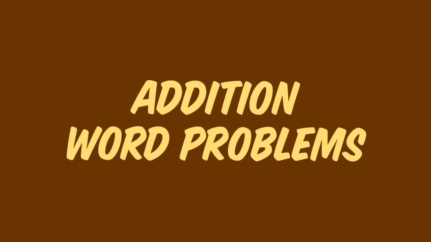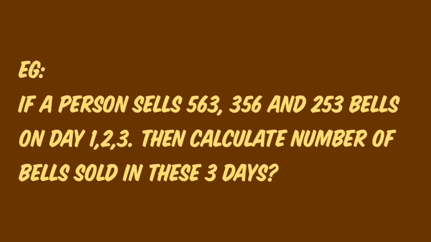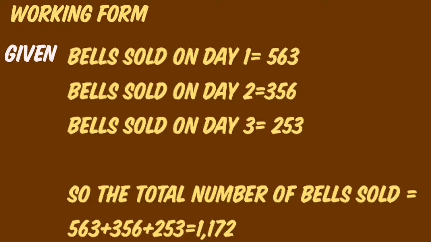Next topic is addition word problems. Let us take an example. If a person sells 563, 356 and 253 bells on day 1, 2, 3, then calculate the total number of bells he sold in these 3 days. This is the working form. First we have to write the sentences: sold on day 1, day 2, day 3, and then we have to do the total, means sum.